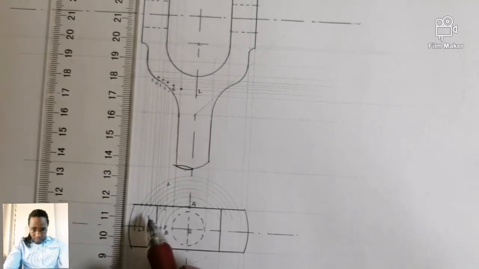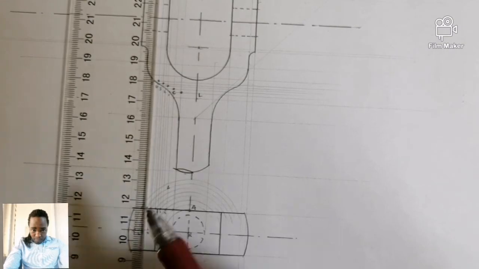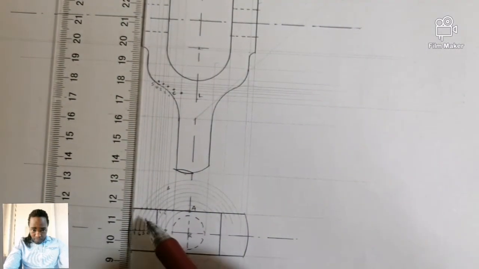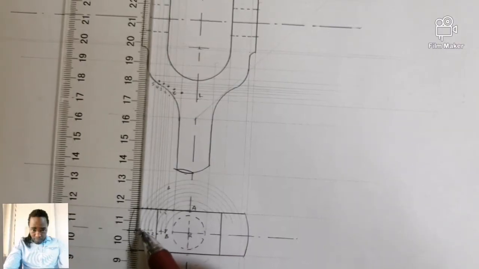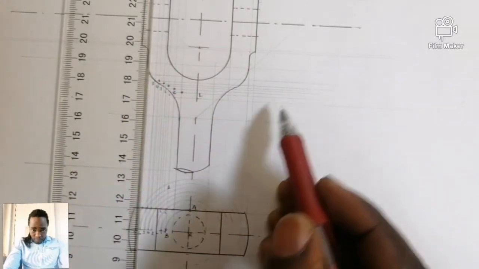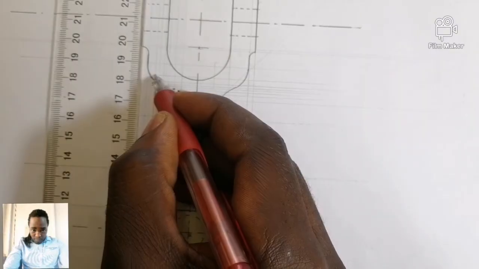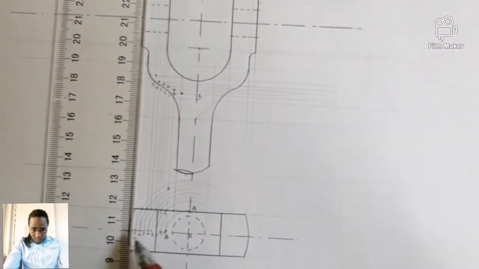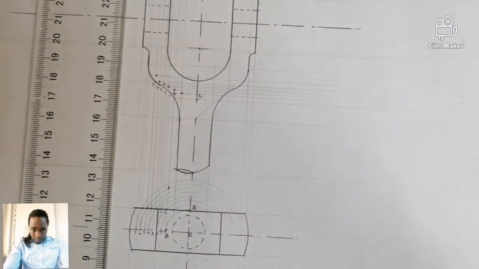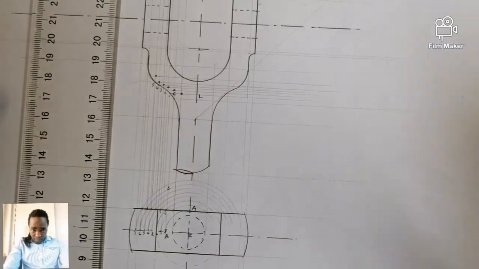Let's see, is it point 6 coming? Point 6, this one. Point 6 is this one, isn't it? There it goes from there horizontal. So from here comes here. Point 6 is this one. Then point 7 is already there. You understand?